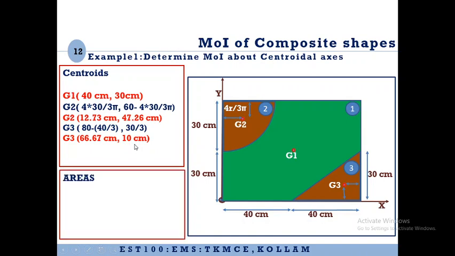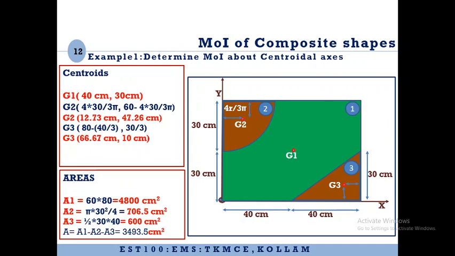Next we need to find out the area of the various simple shapes. So A1 is a rectangle of dimension 60 by 40. Its area will be 4800 centimeter square. A2 is a quarter circle of radius 30 centimeter. Its area will be pi r square by 4. And A3 is a triangle of side 30 and 40. It's not an isosceles triangle, it's a right angle triangle, and its area will be half b h. So these are the areas.